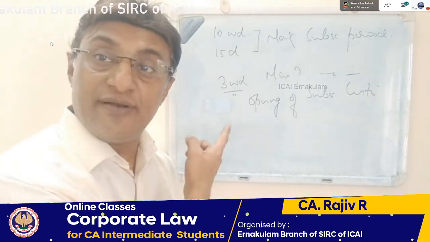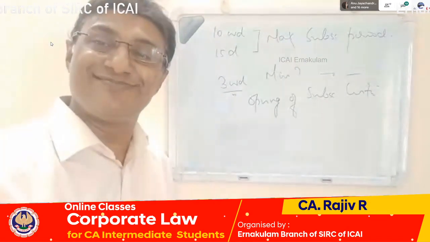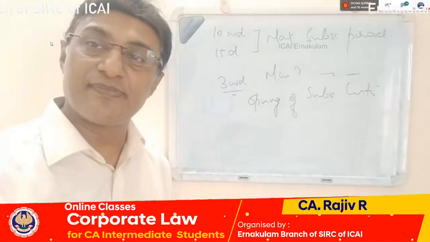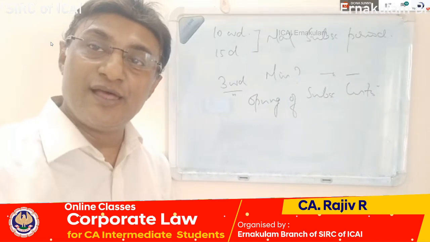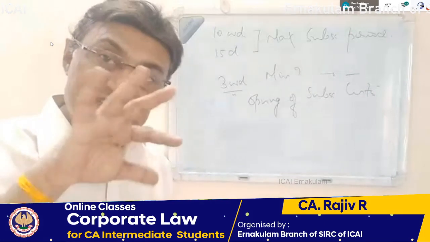And if this time is not given, and the company makes allotment, you're stuck. You're stuck with the contract. So that 3 days effectively gives you something like an exit option, an escape route.